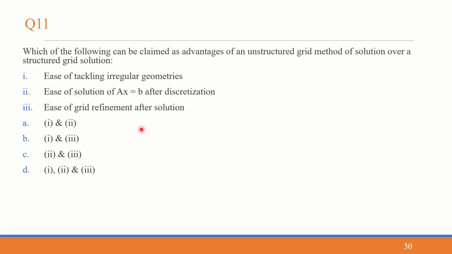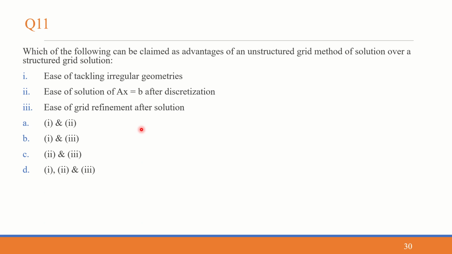That's why we prefer to have a structured grid in most cases. Imagine if getting a solution from an unstructured grid is easier, and mesh generation is also easier with an unstructured grid, then it would have been the better option, right? But it is not, because getting a solution from an unstructured grid is very difficult. So the second statement is false.